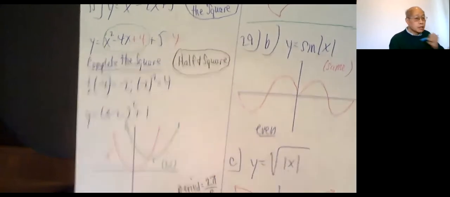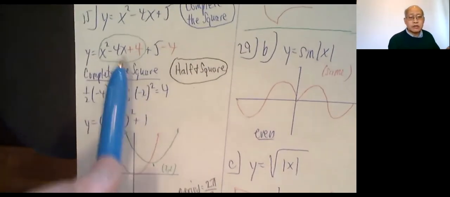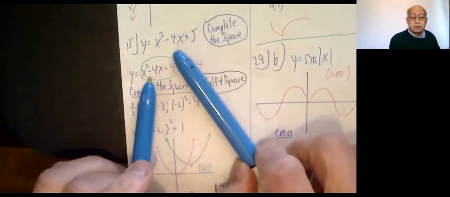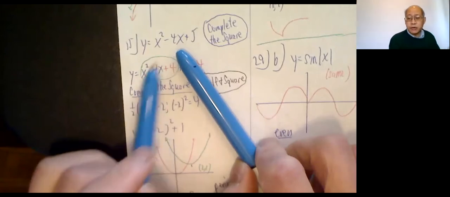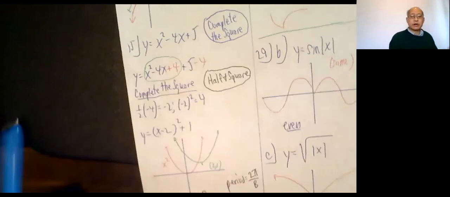And this is +1. So whenever you do this half and square stuff, complete the square, this thing is always factorable as a perfect square. So by completing that square, this is factorable. That's x minus 2 squared. Okay, and there we go.